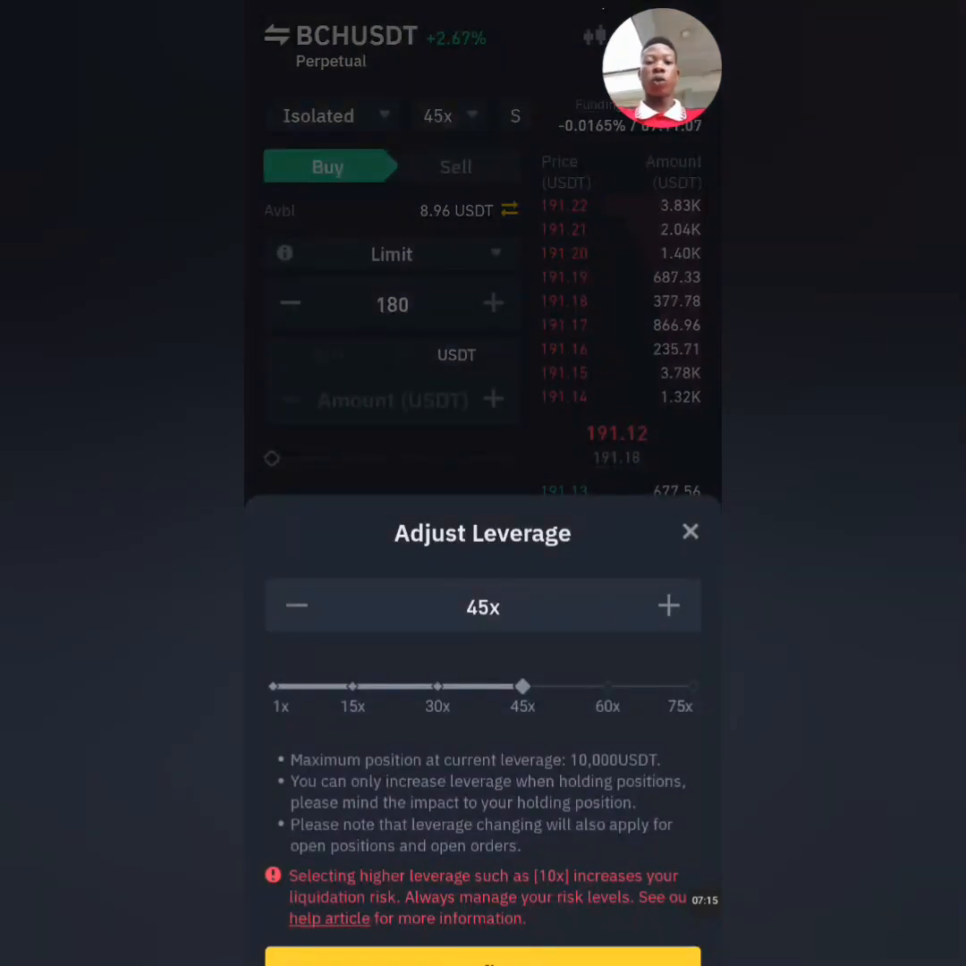So this is your leverage. You want to set your leverage here, anyhow you want to set it. But if you are using Binance for the first time, you won't be allowed to use a high leverage. You will trade for maybe 2-3 months before you can actually use a leverage of up to 45, 50, 60, 75. I can use any kind of leverage that I want because I've been trading for a long time now, and I know what I'm doing.